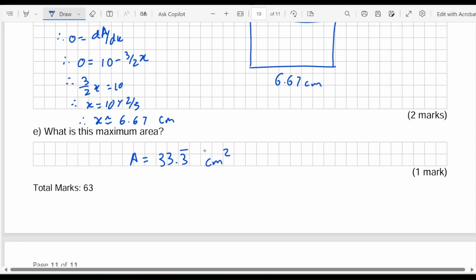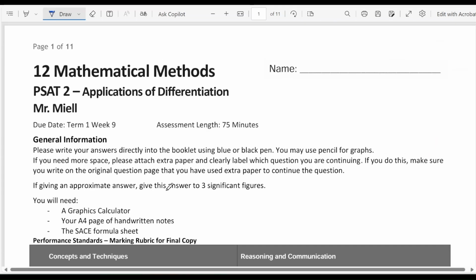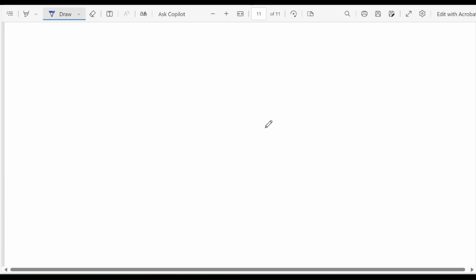You can give an exact, or you can give a decimal, so both are fine. One thing that I will point out, you might notice that I've been giving all my answers in this to 3 significant figures, and that's because I've asked you to at the start. SACE is very keen on that too. So that's why you'll notice 3 significant figures everywhere.